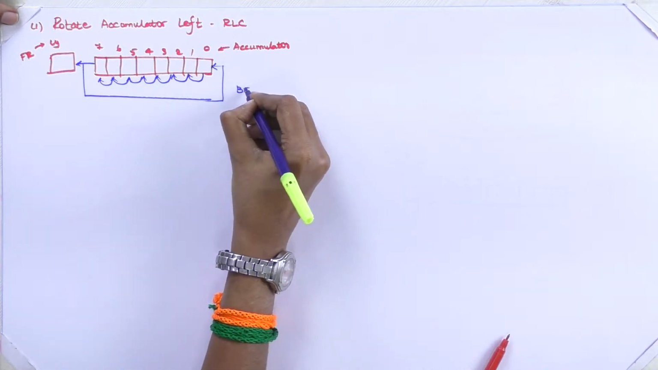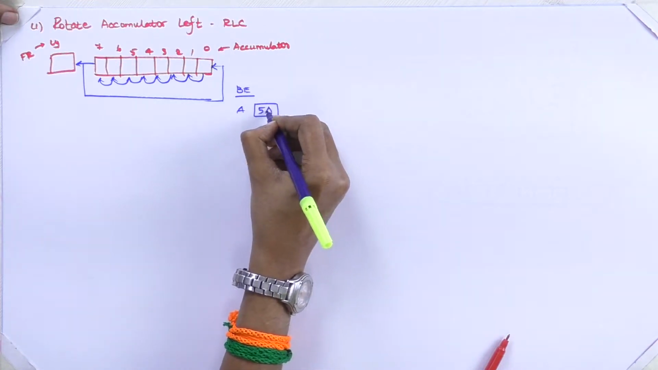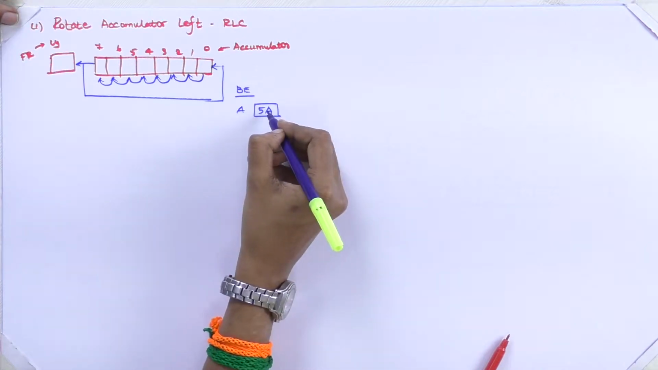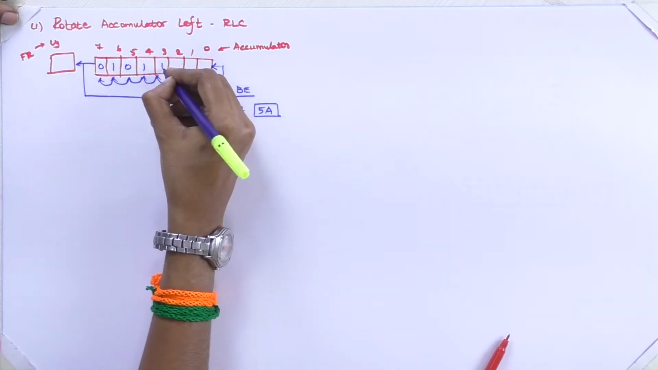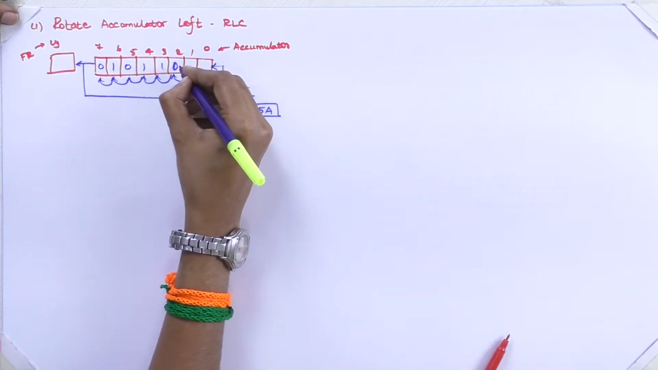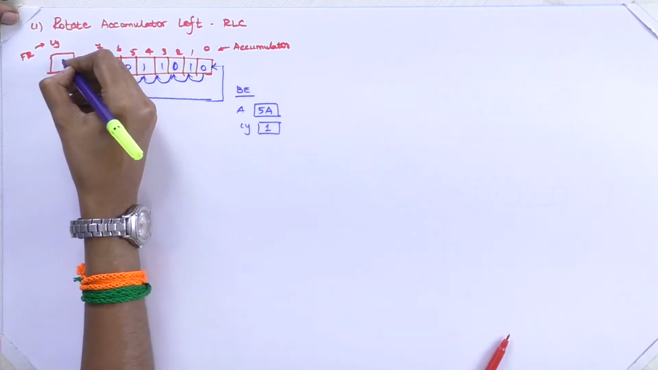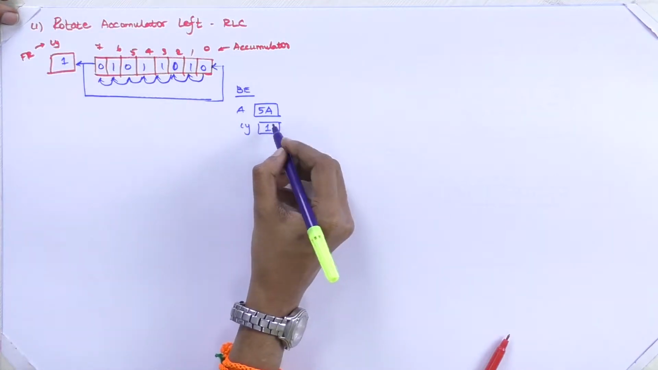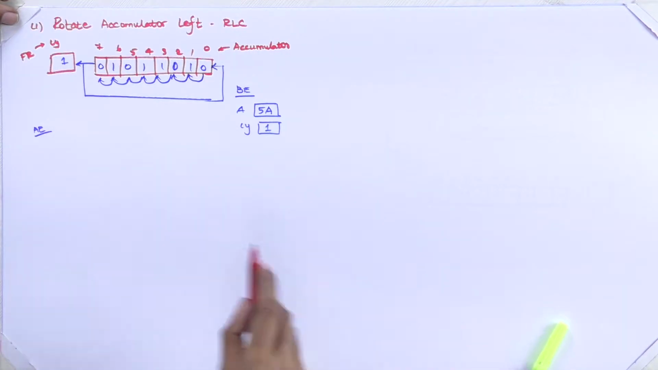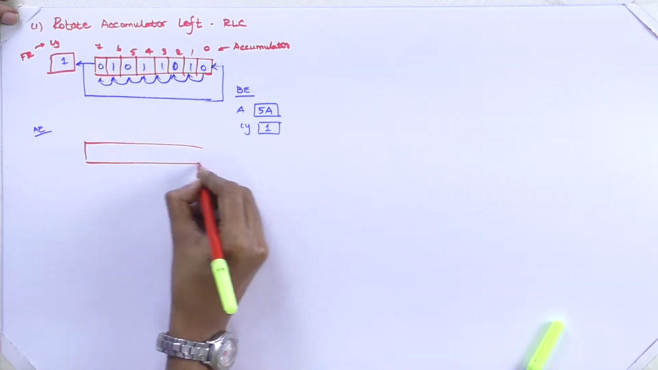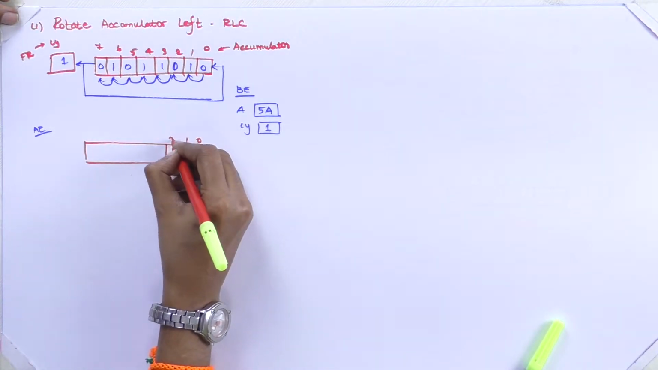Before execution, consider that the accumulator register is having the value of 5A. The binary value for 5A is 0, 1, 0, 1, and A is 1, 0, 1, 0, and assume that the carry bit is having the value of 1. So after execution, what will happen? This is your accumulator.